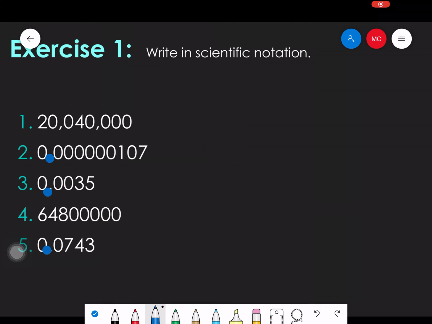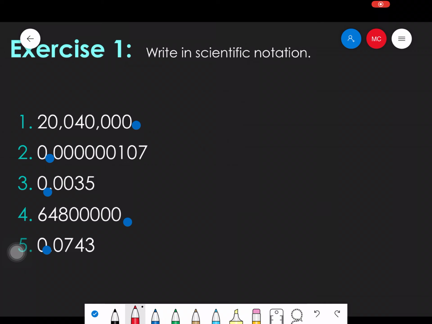Now, numbers 1 and 4 are whole numbers. That means I'm not able to see their original decimal point, but I know for sure that whole numbers have their decimal point at the end. Why at the end? Because that decimal point doesn't change the value of the number. Once I have identified the original point, then I'm able to start.